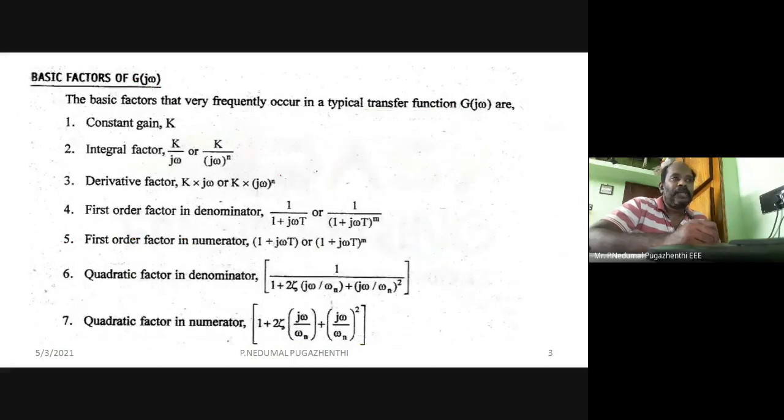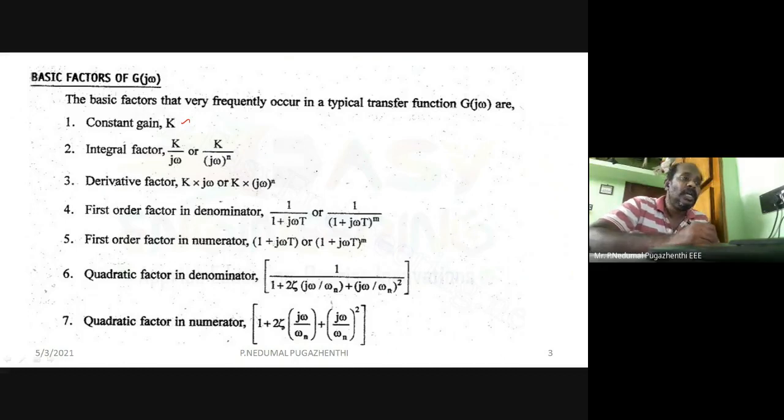So the basic factors that are normally available, in general, may be a constant gain. It may be an integral factor. Integral is 1 by s. 1 by s is nothing but, if you substitute s equal to j omega, you will get k by j omega. And this integral may be of any order. It may be first order or higher order. So I can represent that integral factor as k by j omega, the whole power n. The n may vary from 1 upwards, but it should be a finite number. It should not go to infinity.